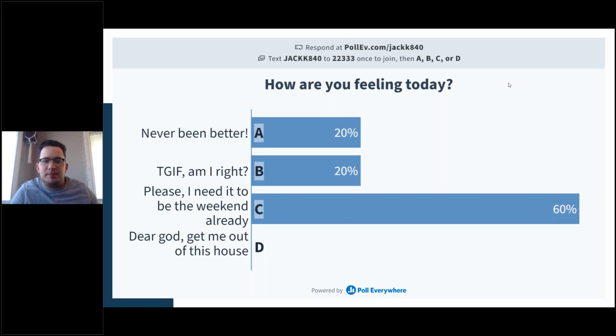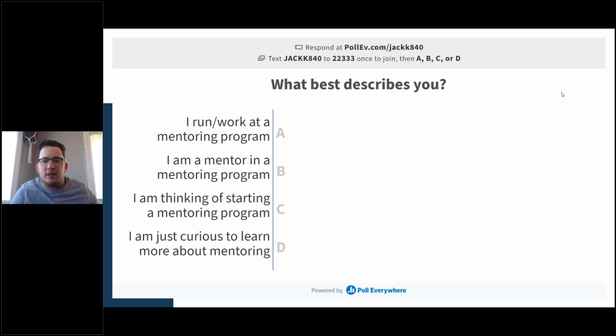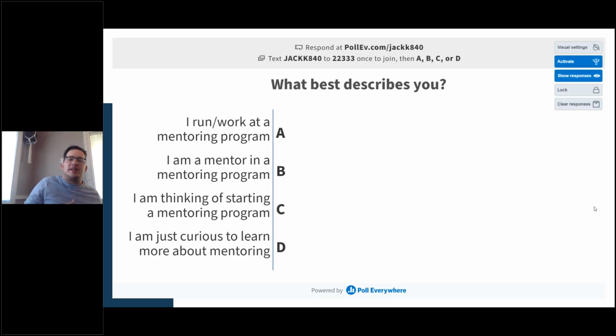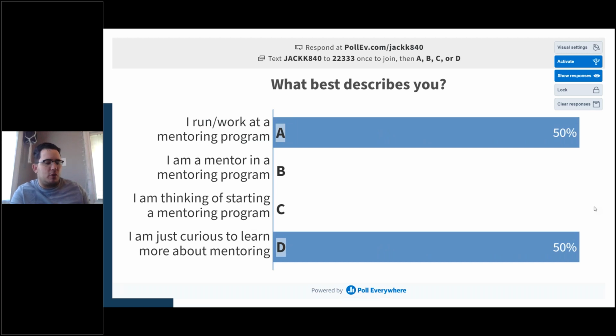So let's go on to the next one. I have a few more questions, and we'll use this a few times throughout today. This is, what best describes you? You run or work at a mentoring program, you're a mentor in a mentoring program, you're thinking of starting one, or you're just kind of curious to learn more?